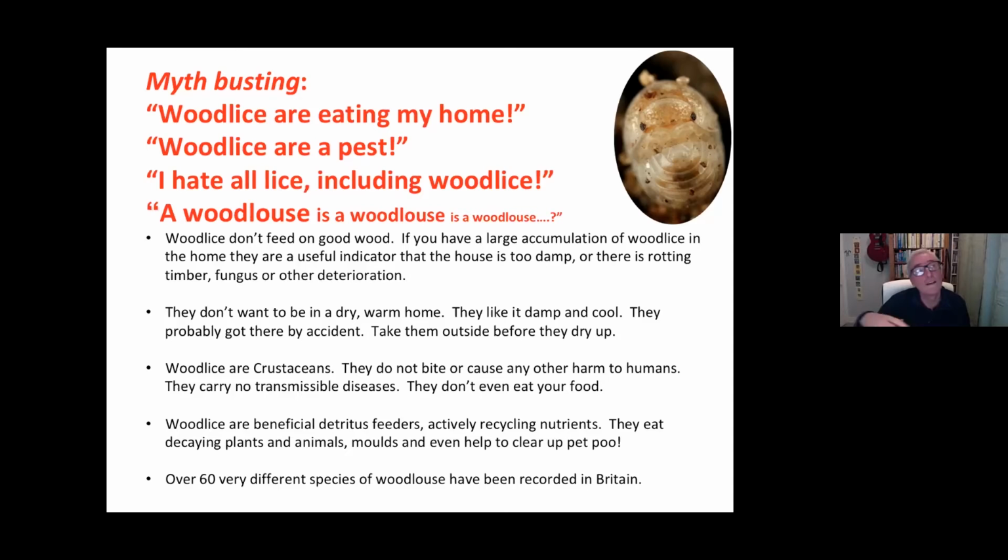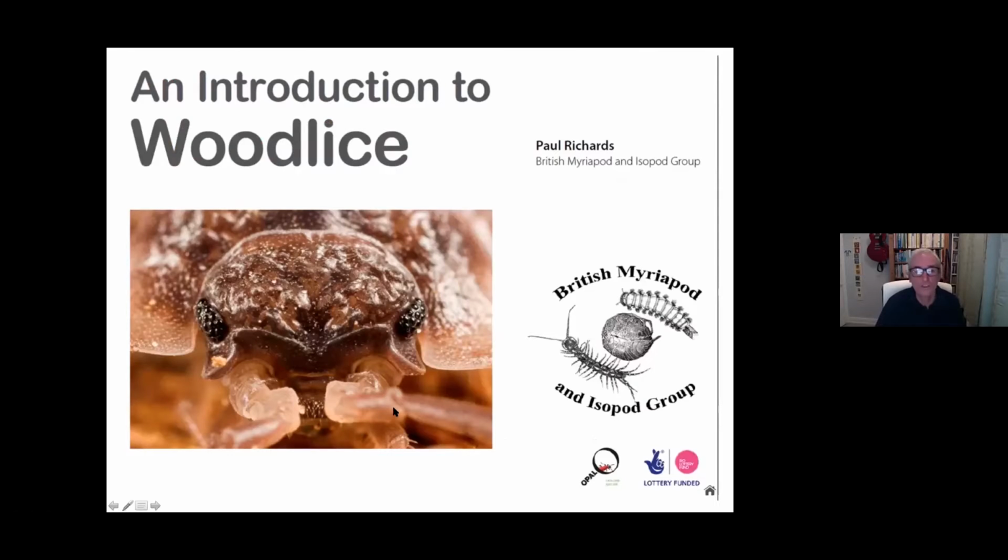that are found in tropical heated greenhouses as well. So perhaps more like 40 out in the wild, but we'll look at that in detail shortly. So there we are. Woodlice are good things, nothing wrong with them. We should all love them.